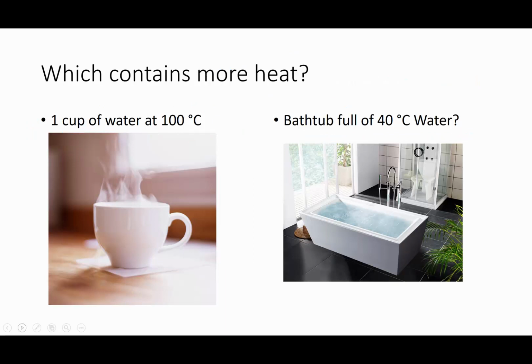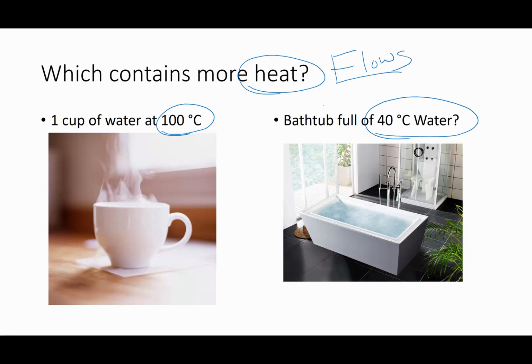Okay, you know what's coming. Which one then contains more heat? 1 cup of 100-degree water or a bathtub full of 40 degrees Celsius water? Now think about this. Remember, heat flows. Which one of these, the bathtub or the cup, contains more heat that it can give to the surroundings? Let's say that you are locked into a small room like the bathroom and the heat is out. Which one will help warm the air the most overnight? Well, of course, it's going to be the bathtub.